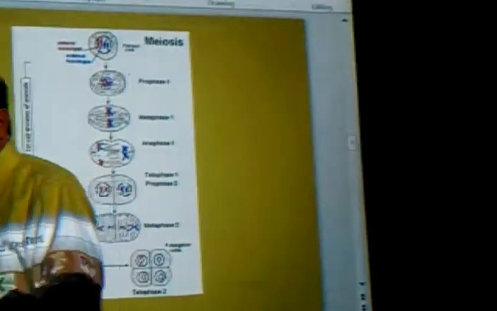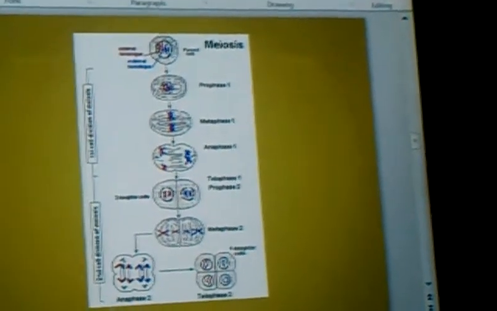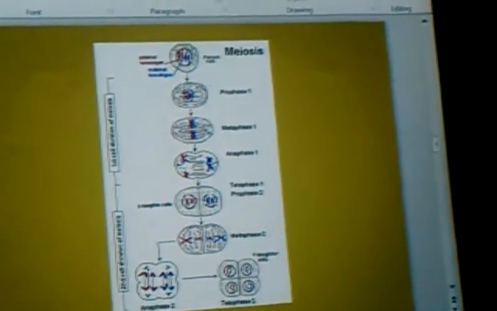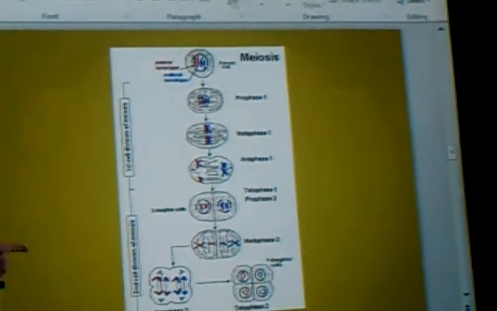I think the thing that might have been confusing Patrick a little bit was that on that diagram it doesn't show full cytokinesis for prophase 2. Exactly. That might have been it. And I think that was kind of confusing people.